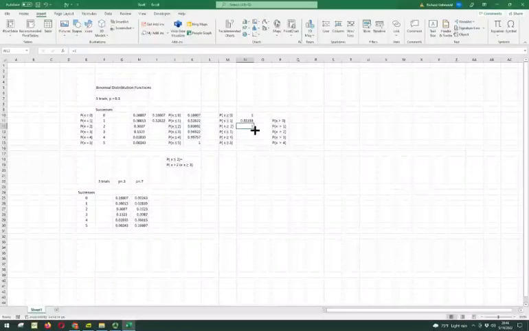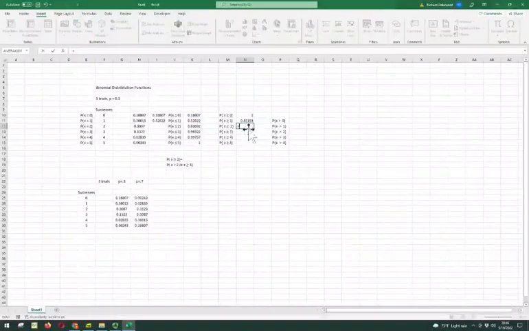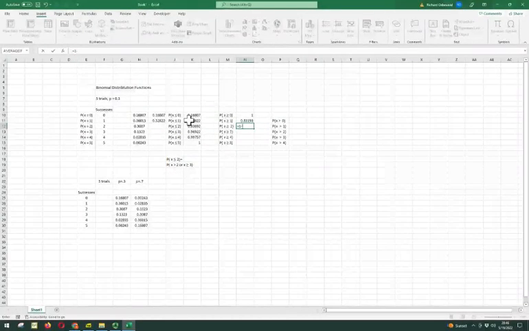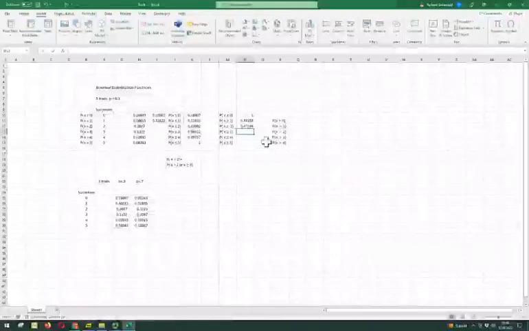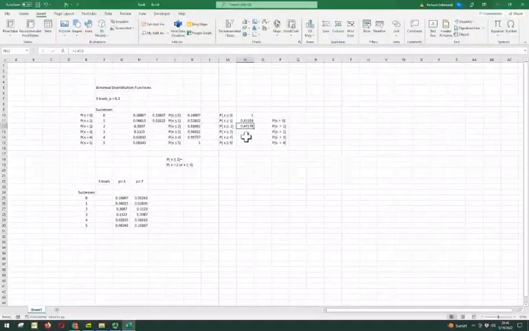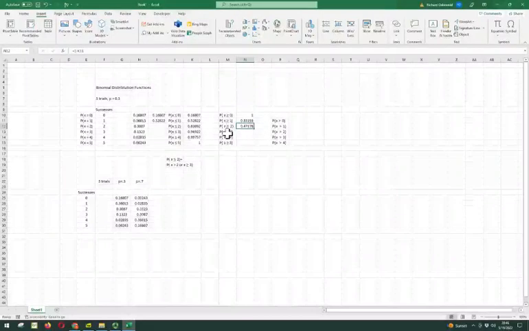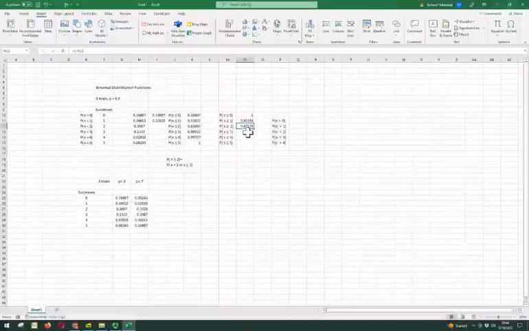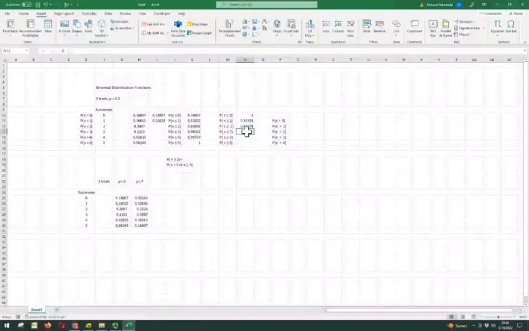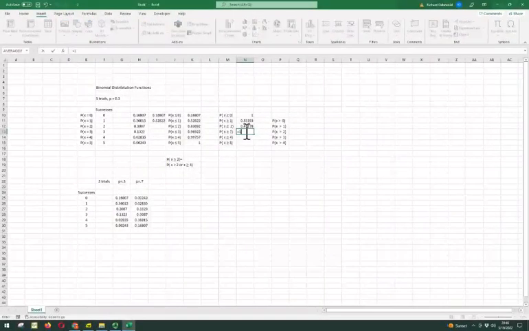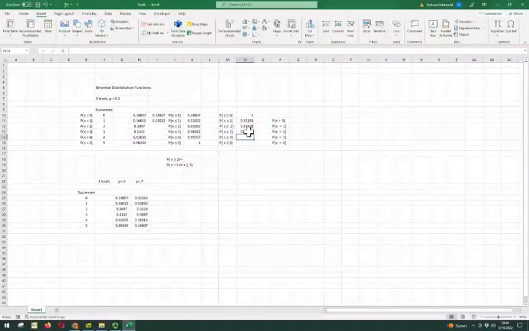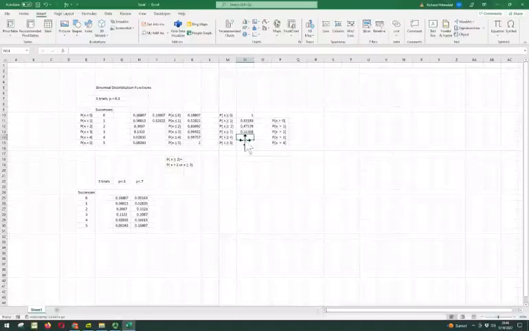0.52, is equal to 1 minus 0.52. The probability of 1 or fewer is 0.4718. The probability of 3 or more is the probability of 2 or less subtracted from 1. Two or less, and so on down the line.